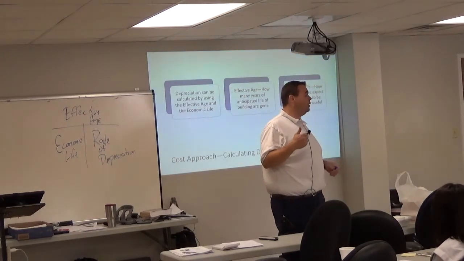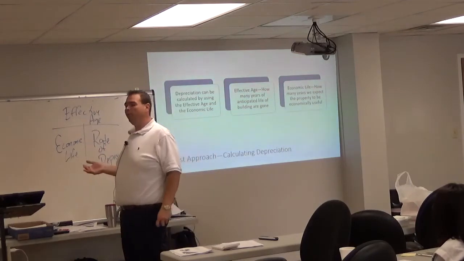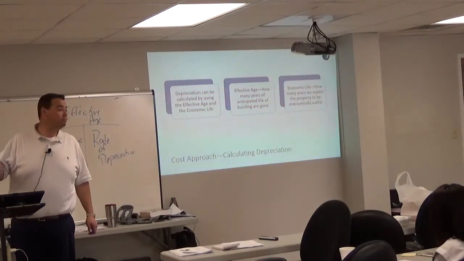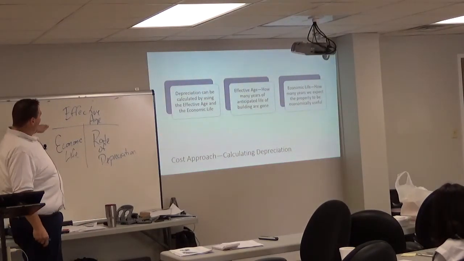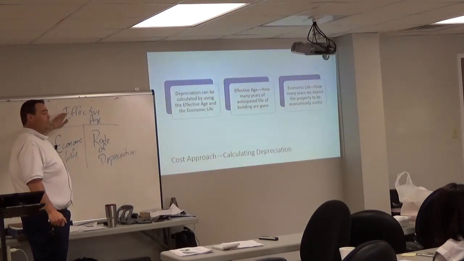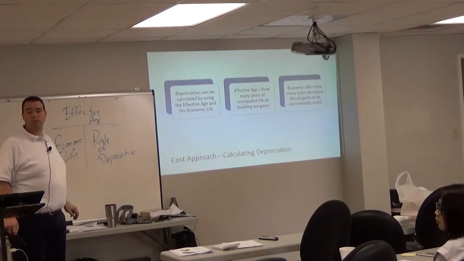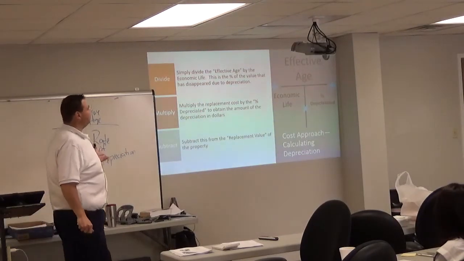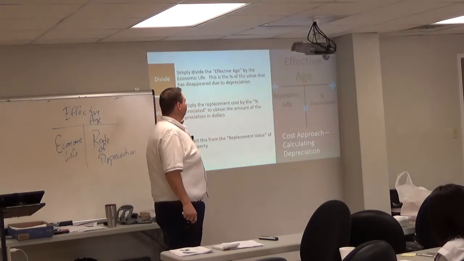That will get you to a depreciation factor. Does that make sense for everybody? In other words, what you're calculating is how much that property has depreciated. How much has the property depreciated? How long is its economic life? How far into that economic life is it? And then do the division. And that'll give you how much depreciation it's lost. And I've got that on the next slide here. So when you calculate depreciation, it says divide the effective age by the economic life.